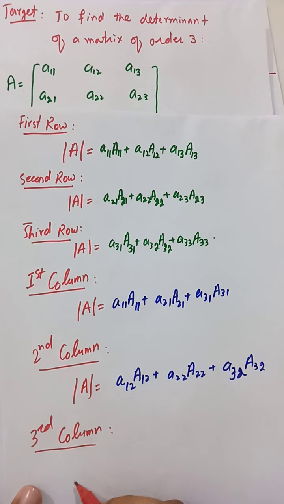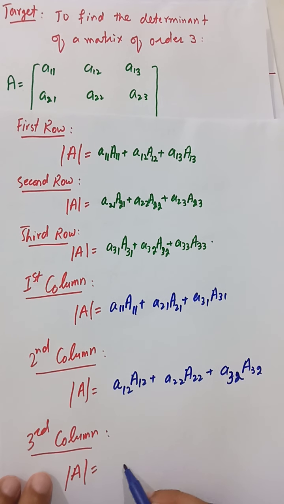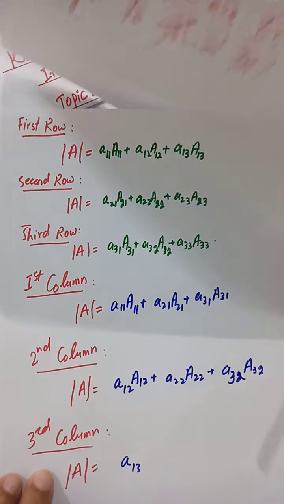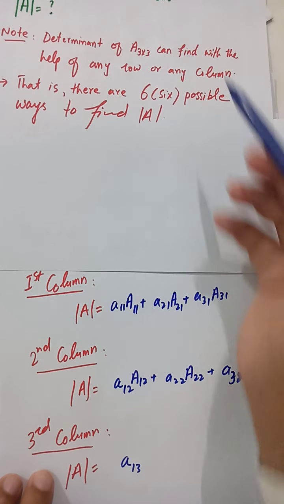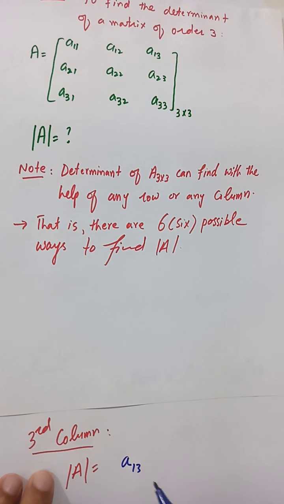You may also find the determinant of a matrix with the third column. So you write the elements of the third column, A13, A23, A33, and multiply their cofactors.